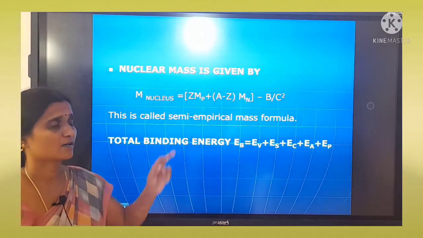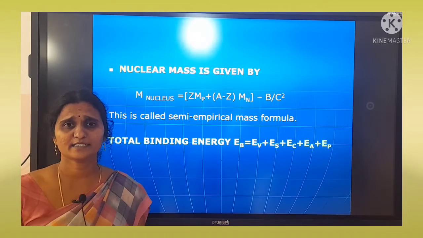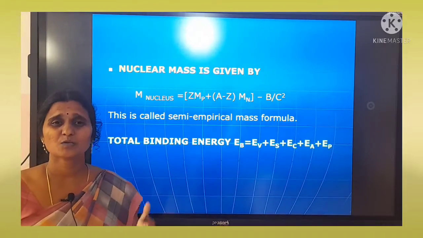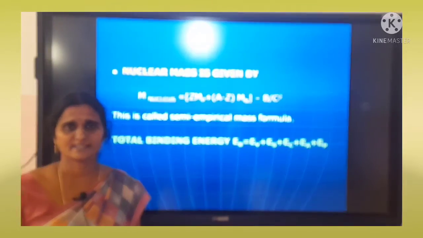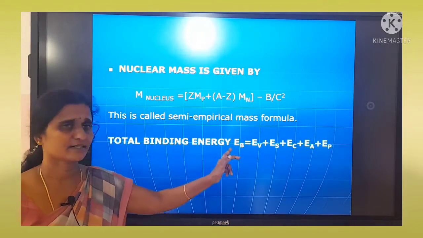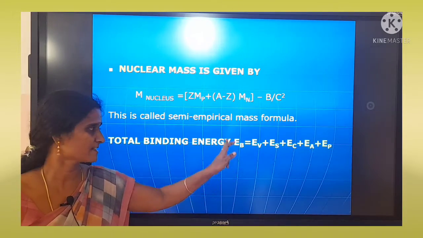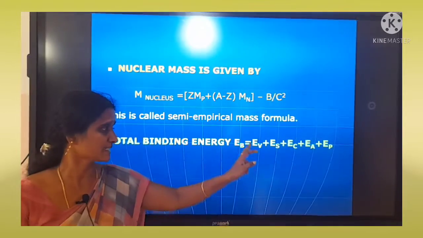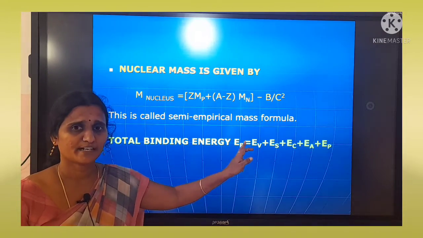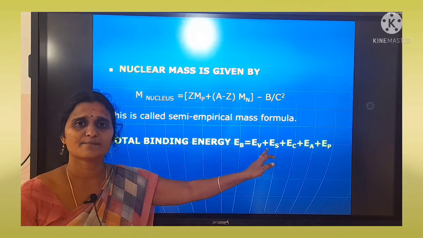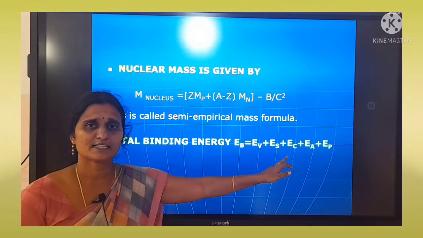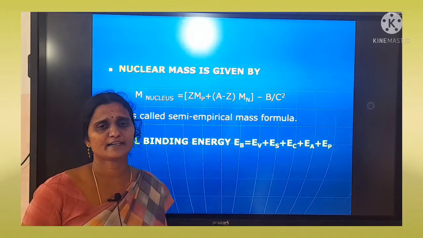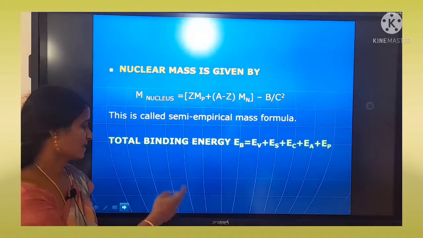This formula is called the semi-empirical formula to determine the binding energy as well as the mass of the nucleus. Then we can also calculate the total binding energy. The total binding energy is represented by EB, where B means binding energy. It consists of these five terms: EV, the volume energy term; ES, the surface energy term; EC, the Coulomb energy term; EA, the asymmetry energy term; and EP, the parity energy term. Let me start one by one.